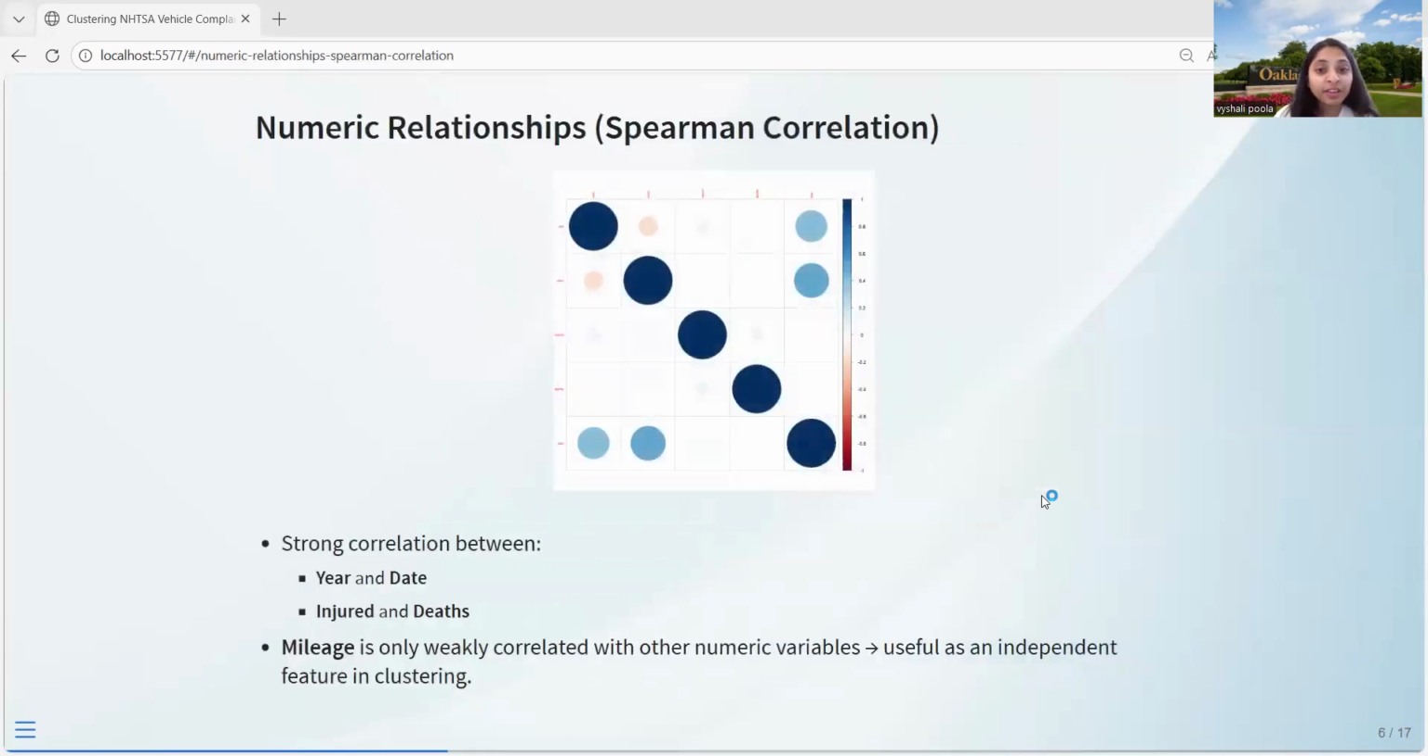This is the Spearman correlation. Before performing the analysis, I examined how the numeric variables relate to each other to understand what might drive separation. For example, mileage was fairly independent from the other variables, which is good. It means mileage can contribute meaningfully to cluster separation. Meanwhile, injuries and deaths correlate strongly, which is expected. But this also tells us those severity features might need careful interpretation.